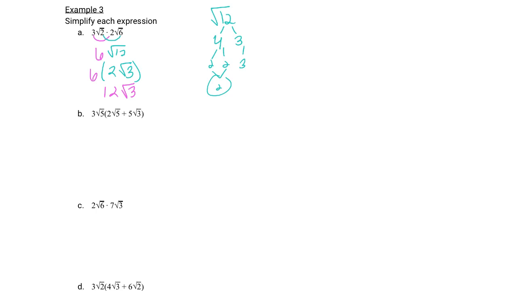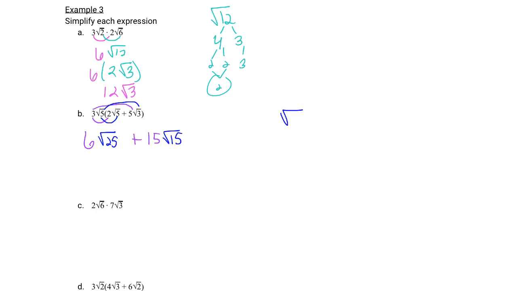Same thing is true for part B, except now we're going to use the distributive property. 3 times 2 is 6. Square root of 5 times square root of 5 is the square root of 25. 3 times 5 is plus 15. Square root of 5 times square root of 3 is square root of 15.